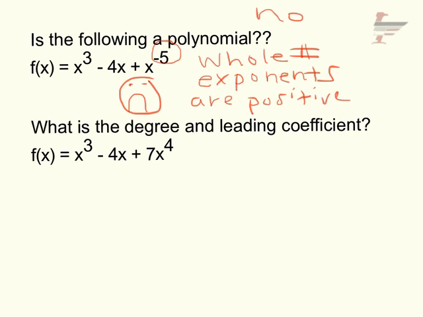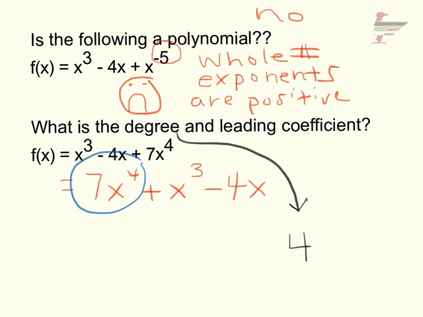Then the second question says, what is the degree and the leading coefficient? So note, this is not in standard form. I'm just going to write it in standard form, so 7x to the 4th plus x cubed minus 4x. Now I can see that my first or leading term here is 7x to the 4th, so my degree is 4, that's a 4th degree function, and my leading coefficient is the number in front of that, which is 7. So please be careful if it's not in standard form, and I might just do that to you on the test. Make sure you put it in standard form first, and don't jump the gun and assume it's cubic.